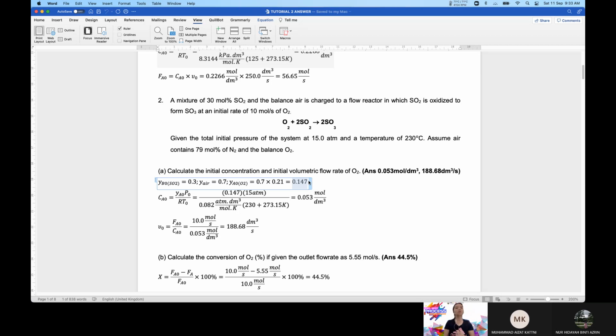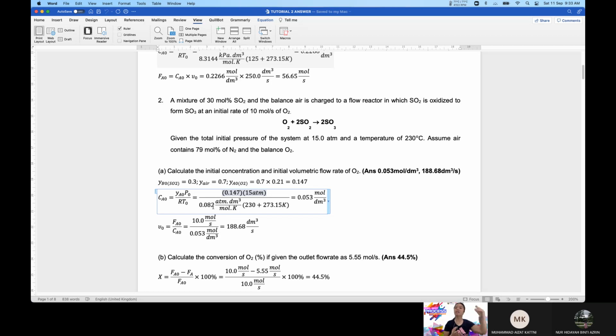So then, once you know the fraction of oxygen, you multiply with the total pressure, and you divide. Now in this case, my pressure is in atm. Earlier I used 8.3144, which is in kilopascal. So if I use that value of R, I have to add one more step to convert pressure, which again, in calculation, you will always want to find the fastest and shortest way.